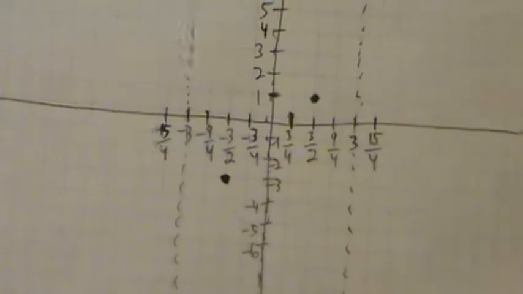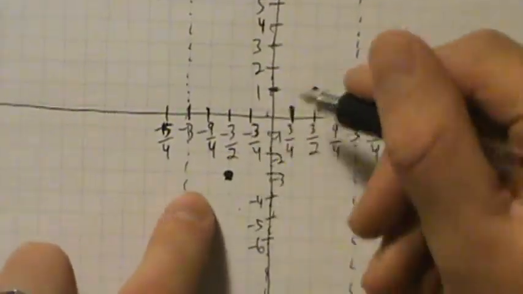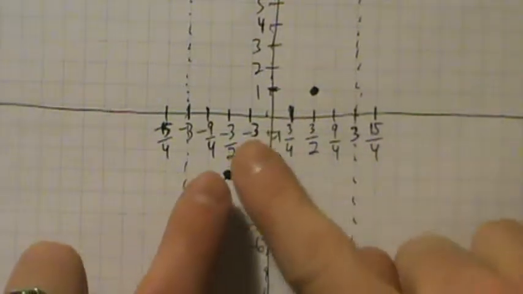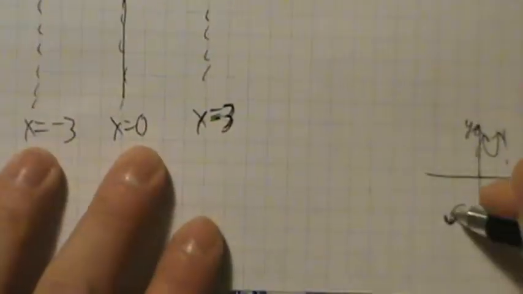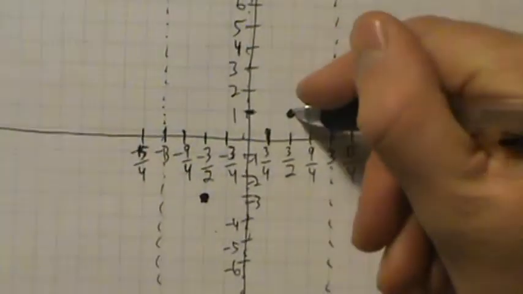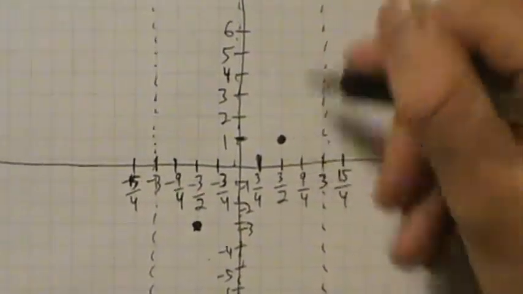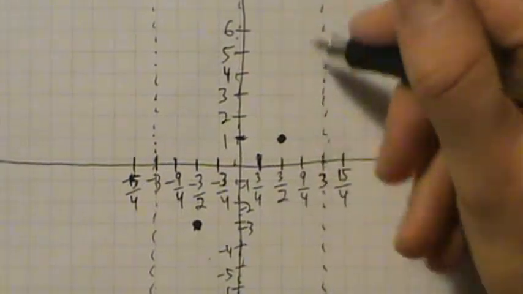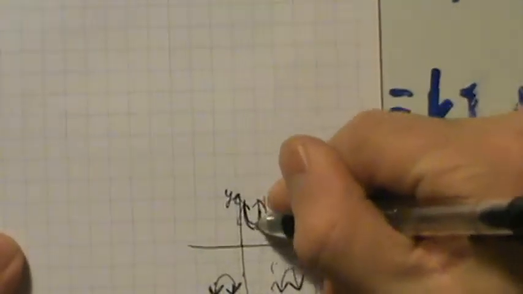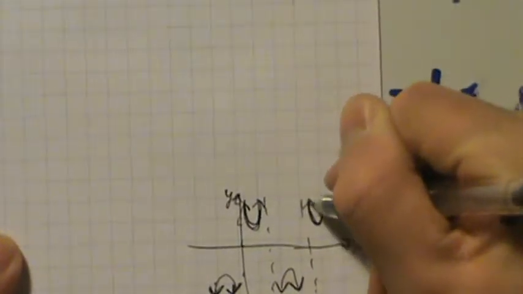Here, this point is below this point, so from this point, everything's going to open down like this piece right here. And this point up here, since it's further up, everything's going to open upwards, like an upwards U shape, just like this piece right here. Okay, so that's what's going on there.